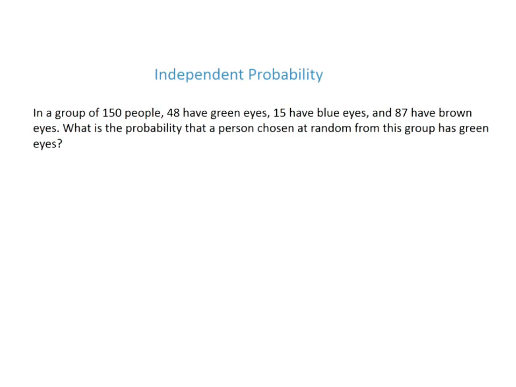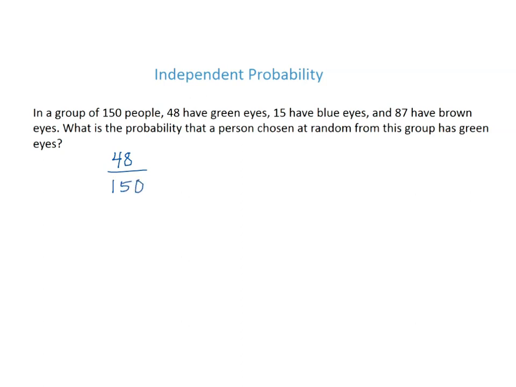Independent probability. In a group of 150 people, 48 have green eyes, 15 have blue eyes, and 87 have brown eyes. What is the probability that a person chosen at random from this group has green eyes? So to find that probability, we're going to do the total number of people that have green eyes over the total number of people in the group.